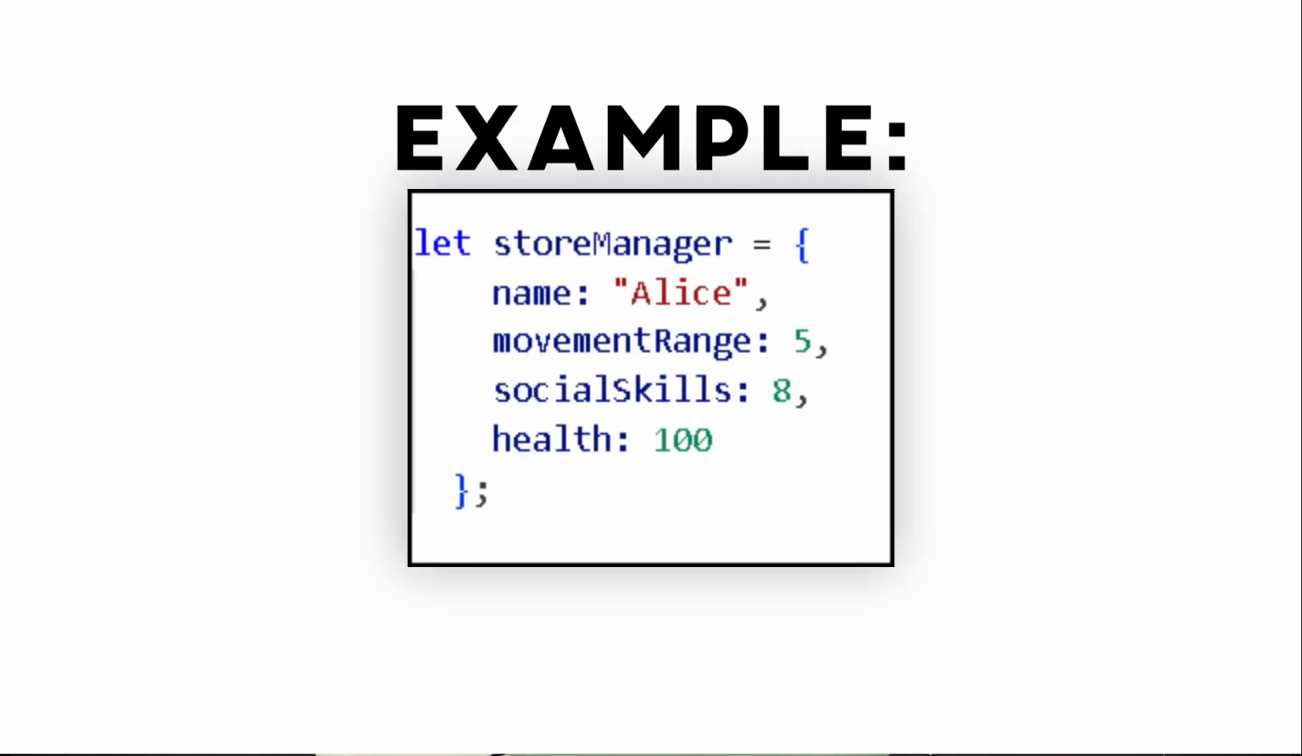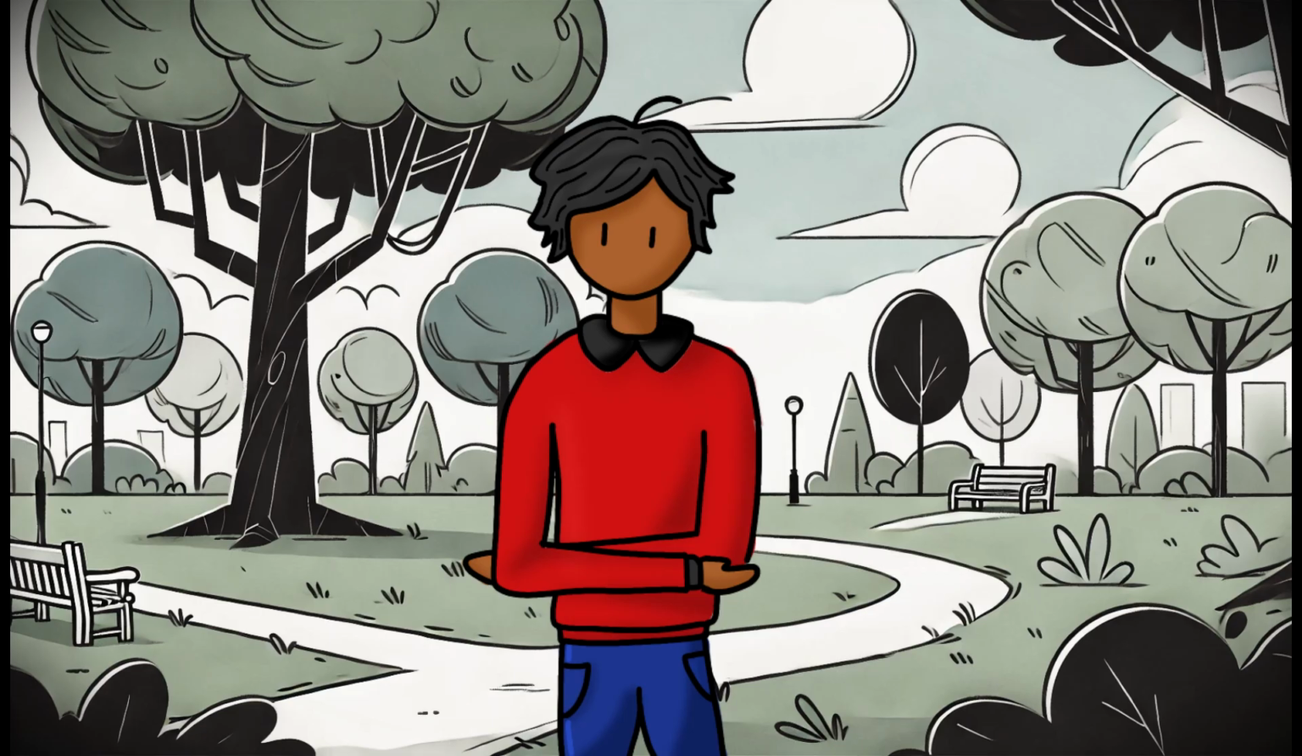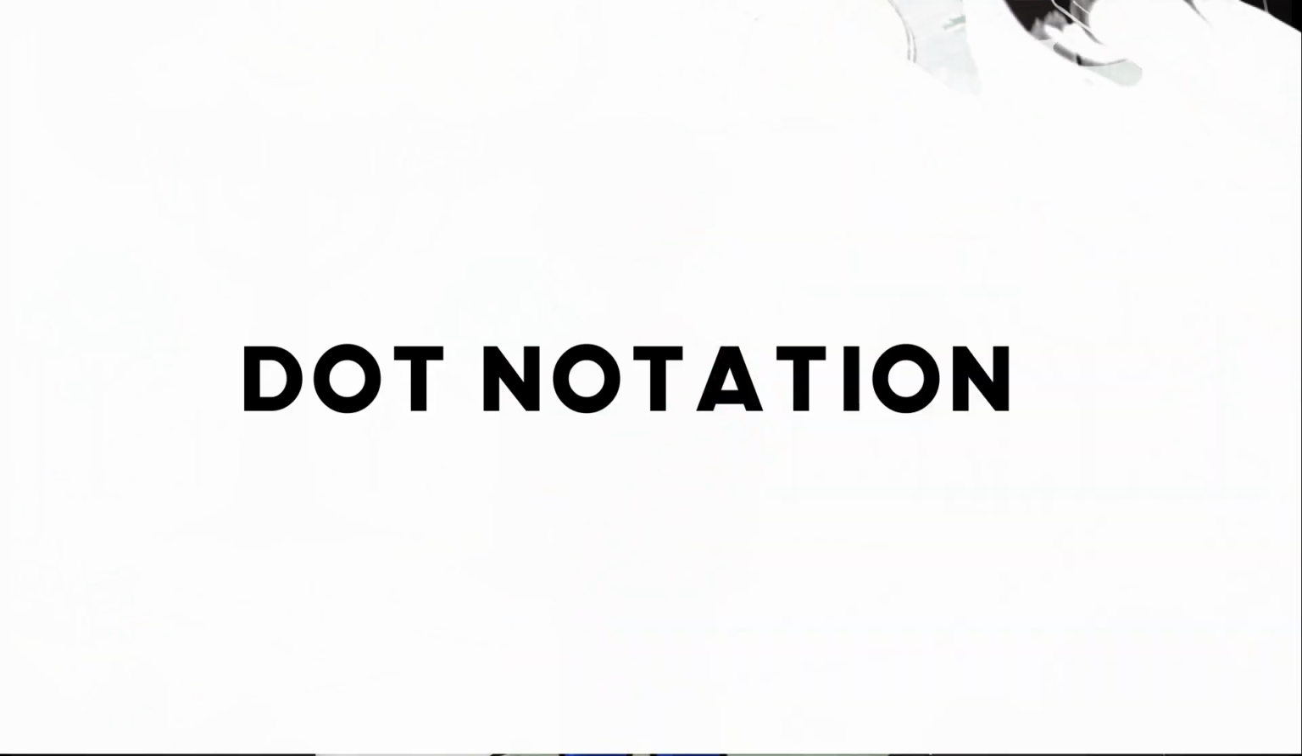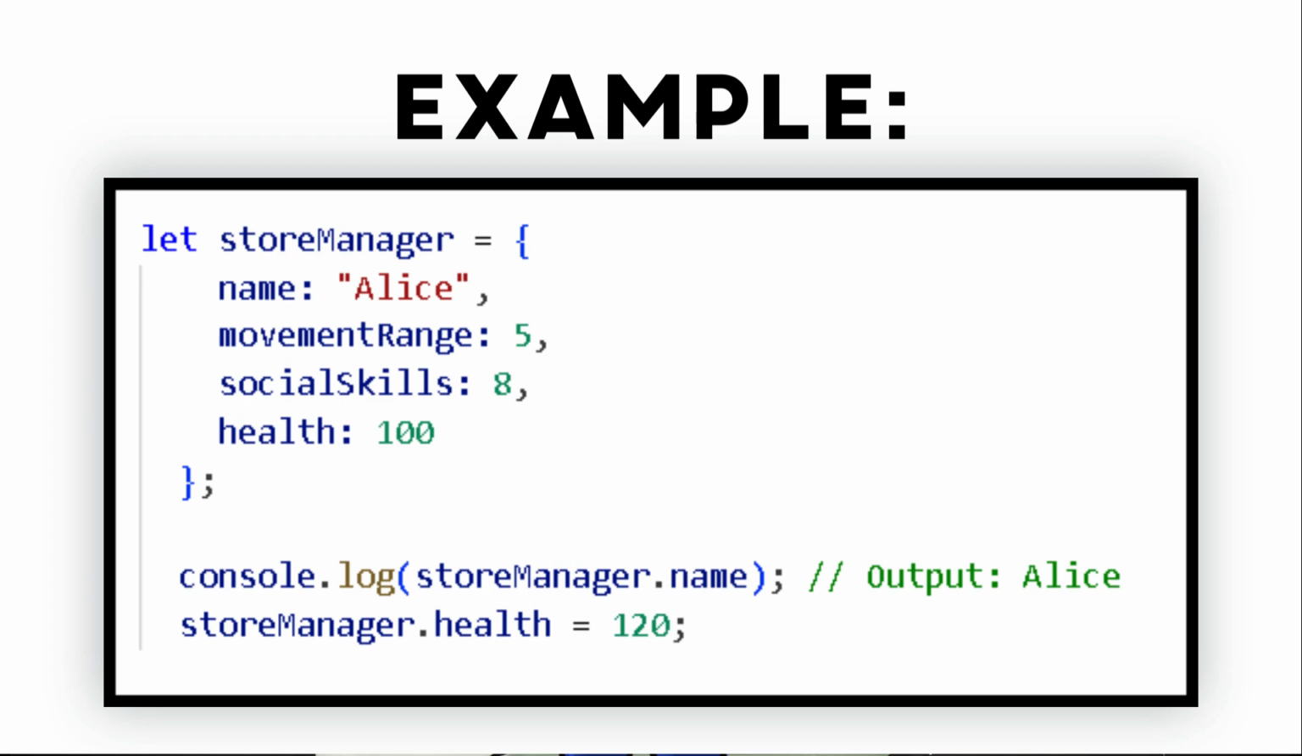In this example, we use a store manager object. Firstly, the key name is Alice, movement range 5, social skills 8, and health is 100. You can access or update these properties using dot notation. Example, console.log store manager dot name, which will output the value Alice. Store manager dot health equal to 120 updates the health to 120.